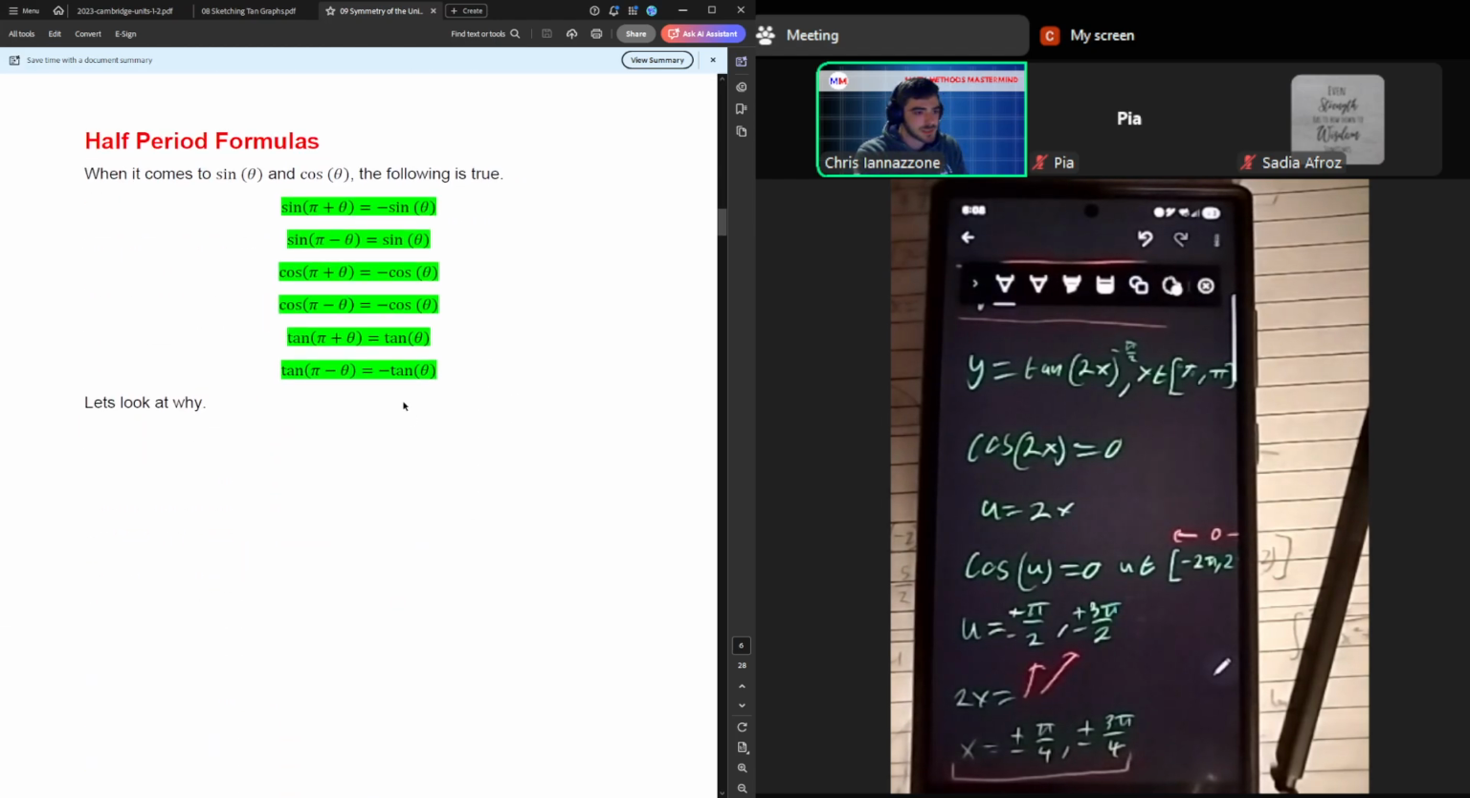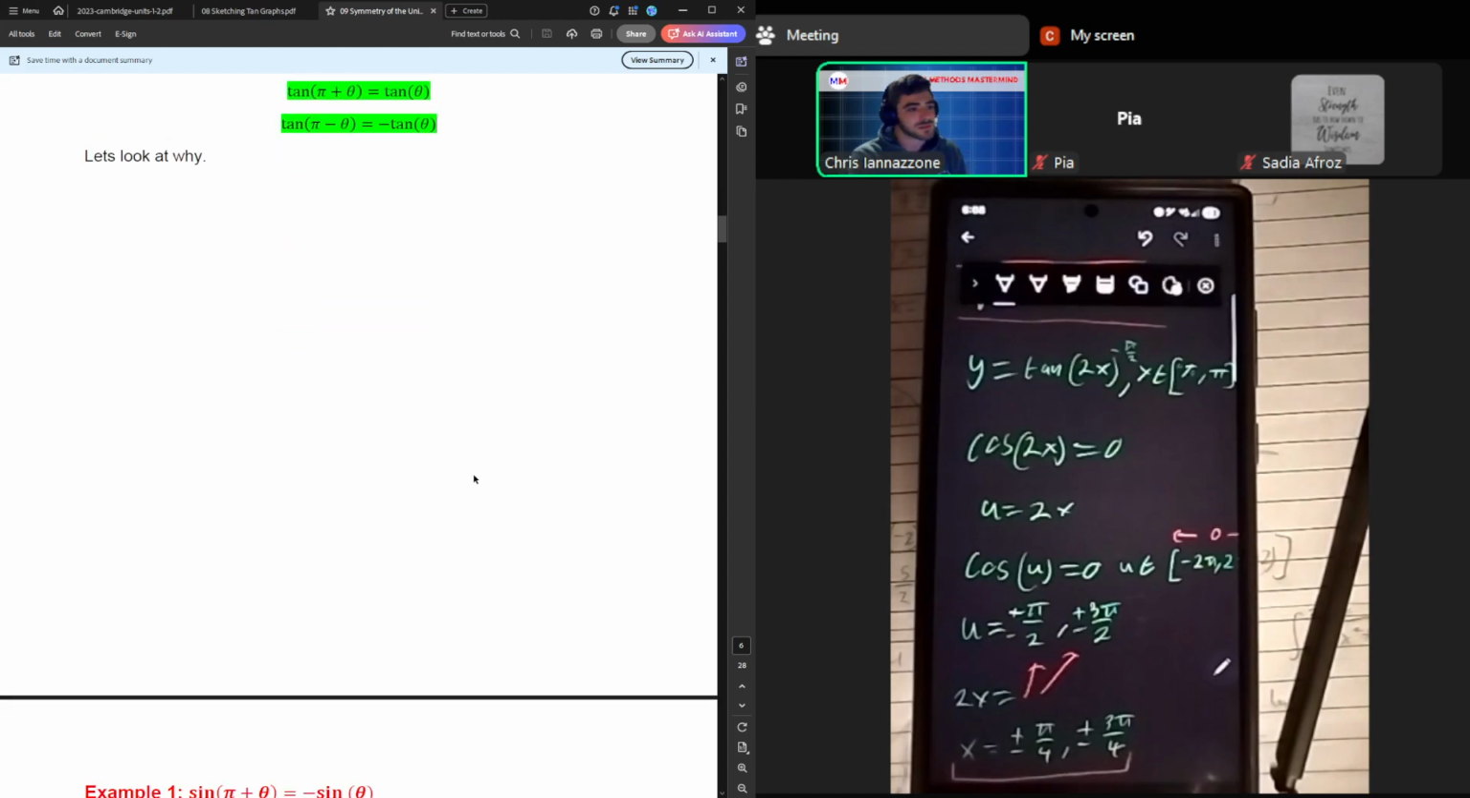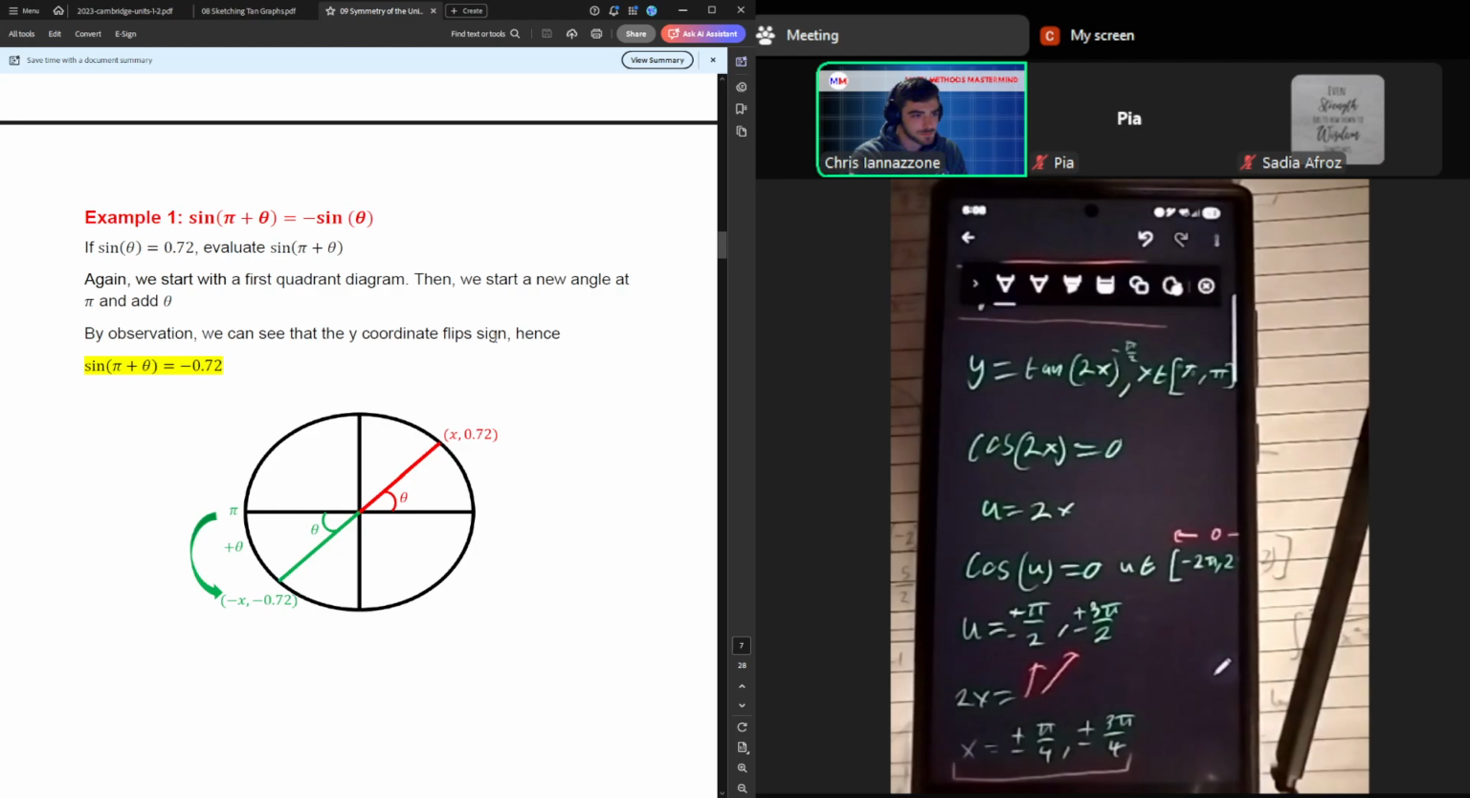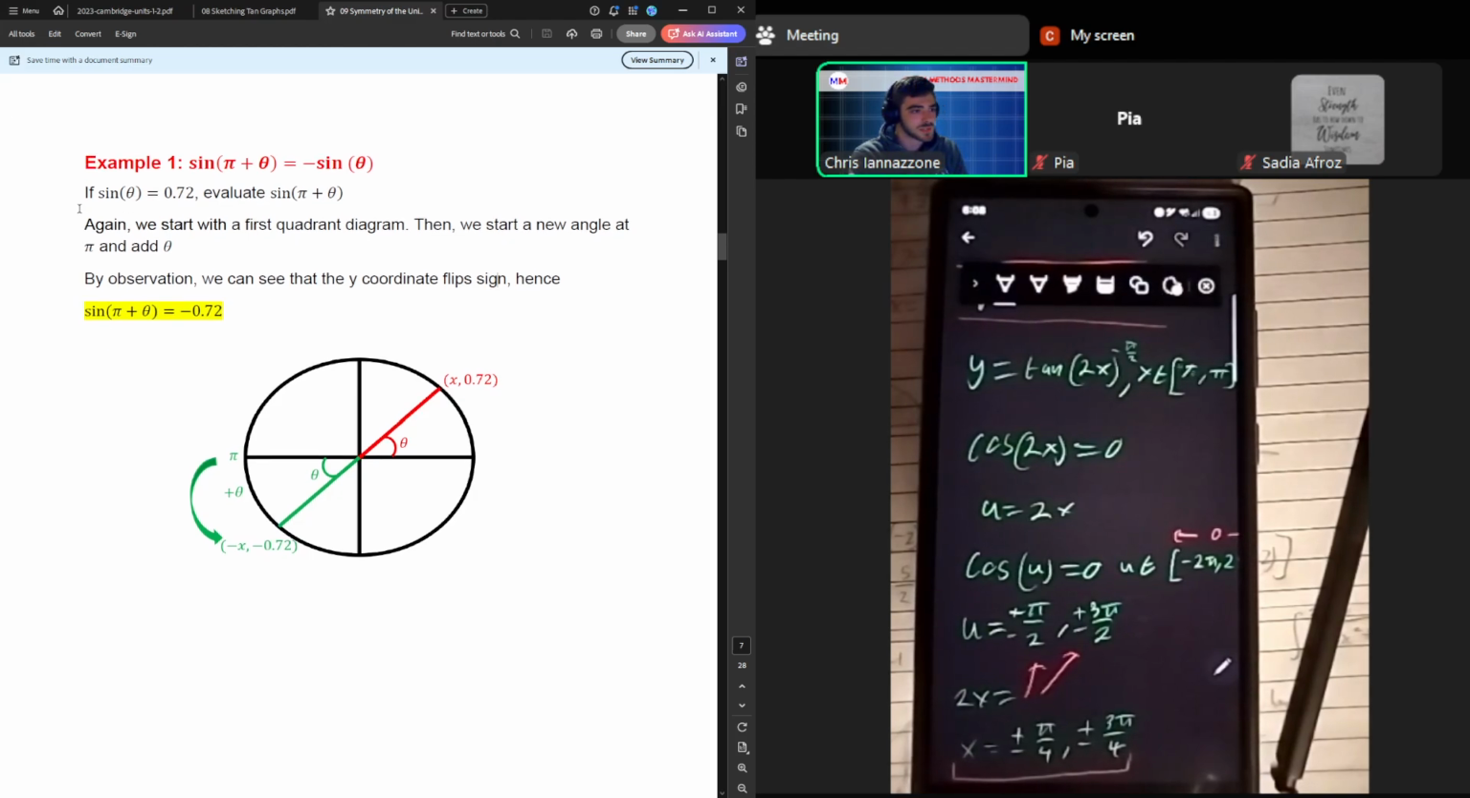All right, next up. These are called the half-period formulas. There are a lot of them, so you can either memorize what these look like in equations, or you can use that whole reference angle approach. So let's look at them. Again, very similar setup. Here's sine theta, now do sine pi plus theta. We kind of already looked at what pi plus theta is all about.